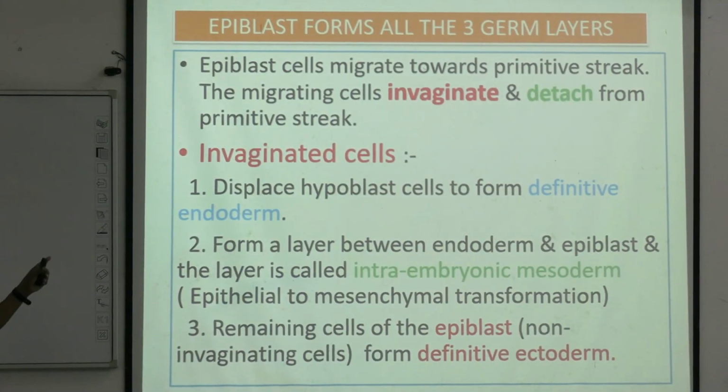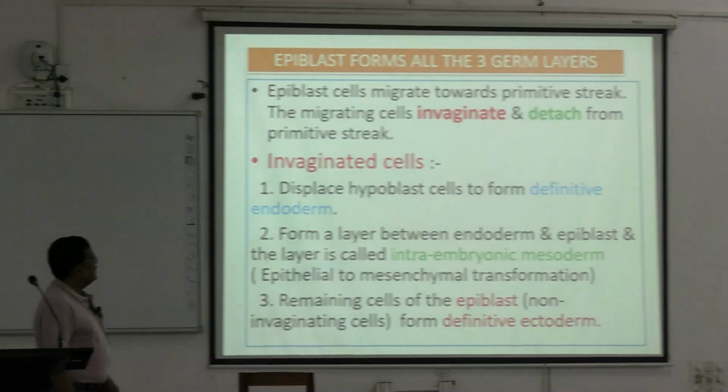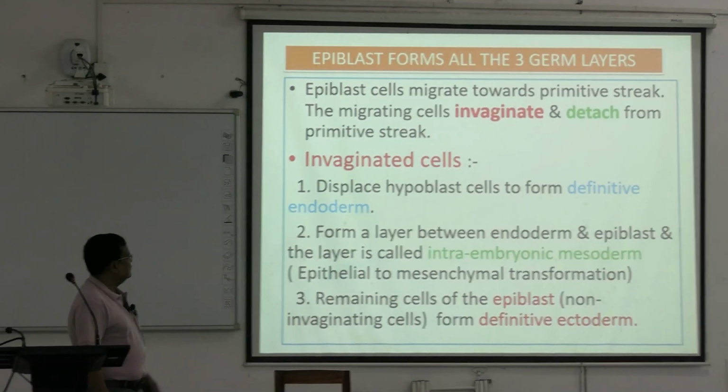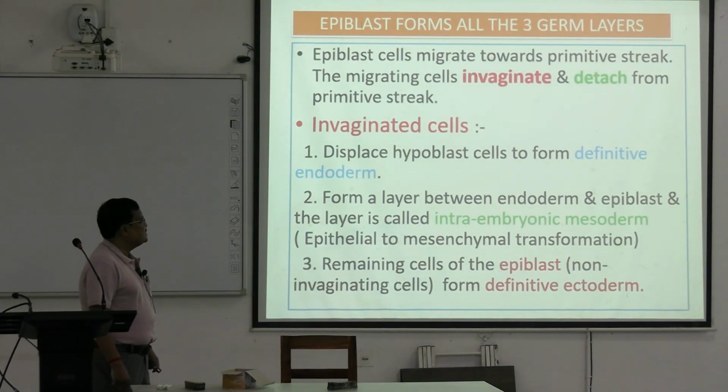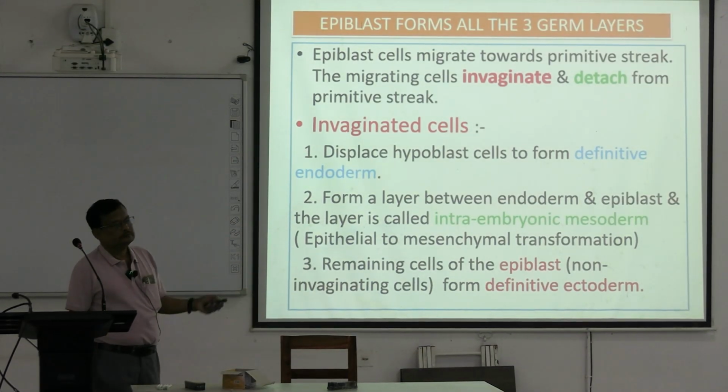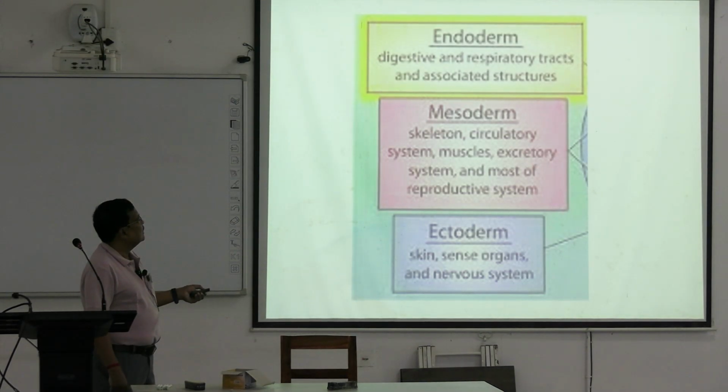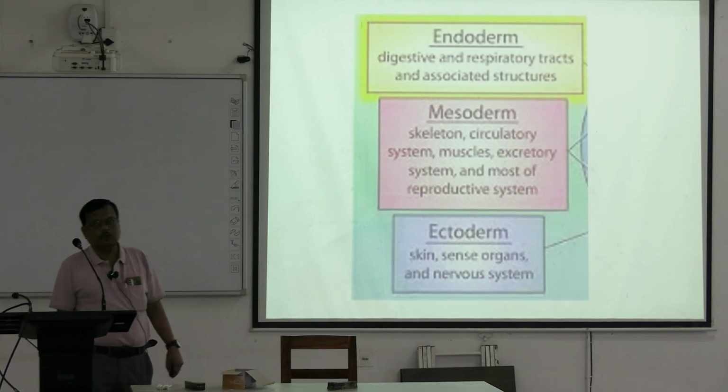তাহলে কি কি করলো? ইনভেজিটেটিভ সেল ডিসপ্লেস হাইপোব্লাস্ট সেল টু ফর্ম ডেফিনেটিভ এন্ডোডার্ম, ফর্ম এ লেয়ার বিটুইন দ্য এন্ডোডার্ম অ্যান্ড এপিব্লাস্ট, অ্যান্ড দ্য লেয়ার ইজ কল্ড দ্য ইন্ট্রাএমব্রিয়নিক মেসোডার্ম, অ্যান্ড রিমেনিং সেলস অফ দ্য এপিব্লাস্ট ফর্ম ডেফিনেটিভ এক্টোডার্ম। বারবার রিপিট করছি যাতে পড়তে না হয়। তাহলে এন্ডোডার্ম থেকে কি ডেভেলপ করবে?